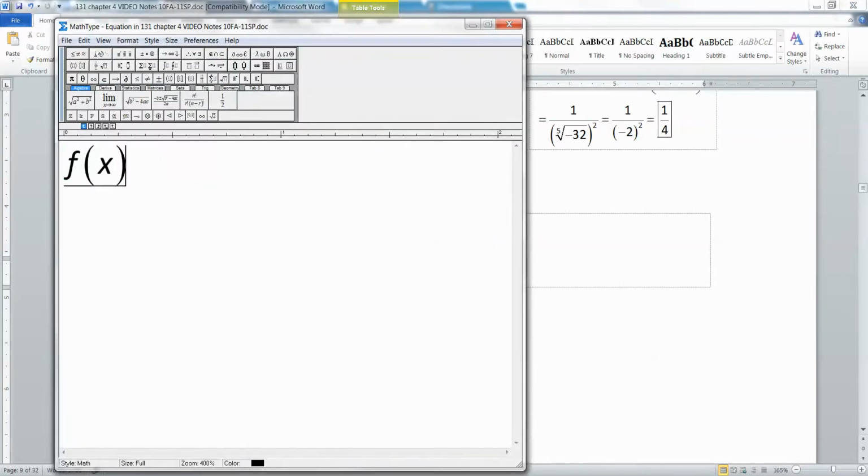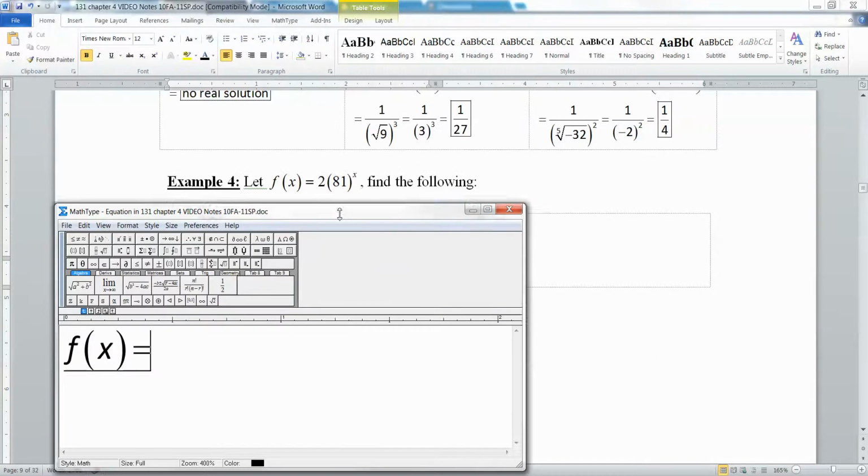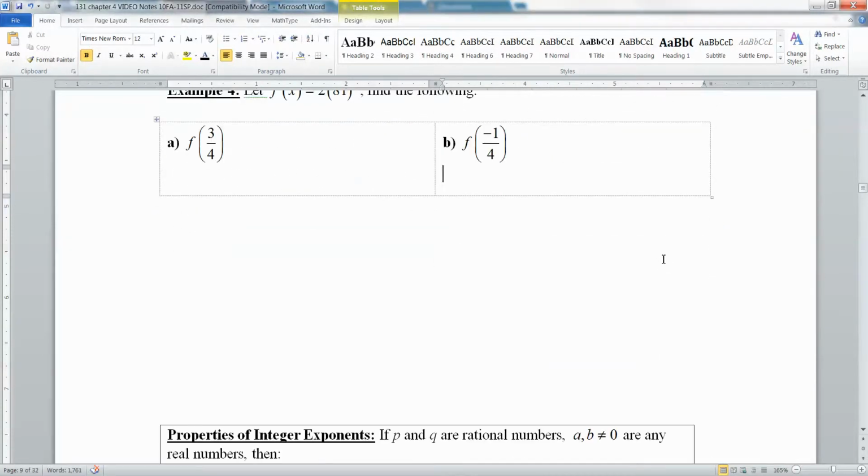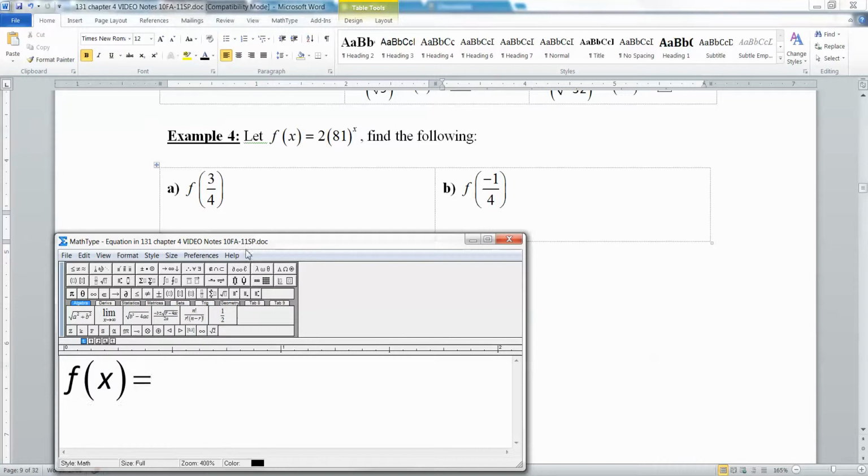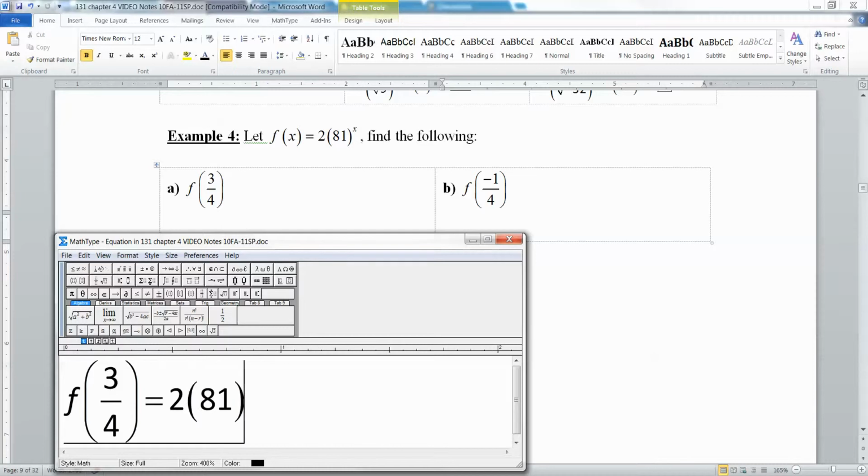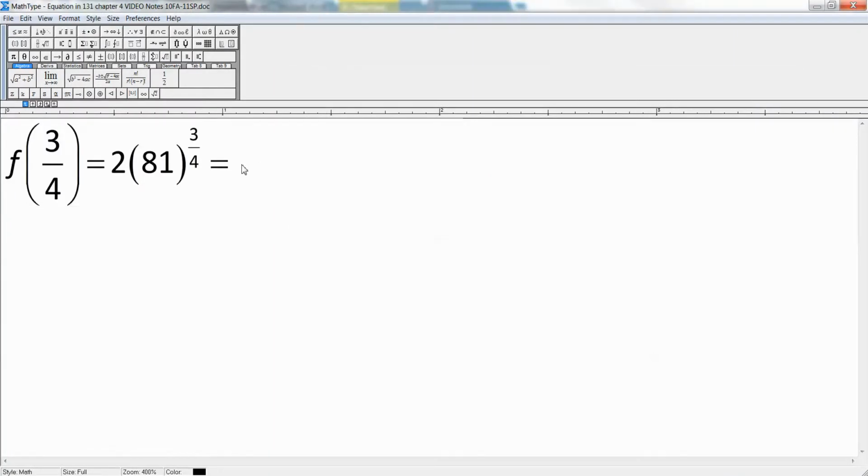We've got f of x is equal to, what was it, 2 times 81 to the x. And I want f of 3 over 4. So I want 2 times 81 to the, instead of x, because remember this is function notation, when you see that number in parentheses, that's your x. So you're going to put it in for x. And now you just have to simplify it. So you've got to use those skills that we just did on this page. So you say, okay, that's 2, and then 81 to the 3/4.